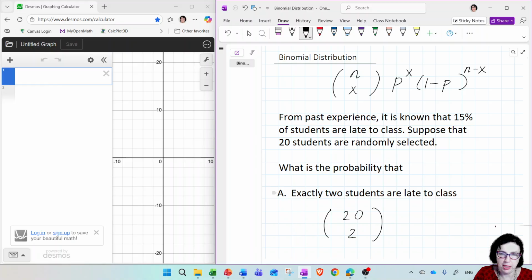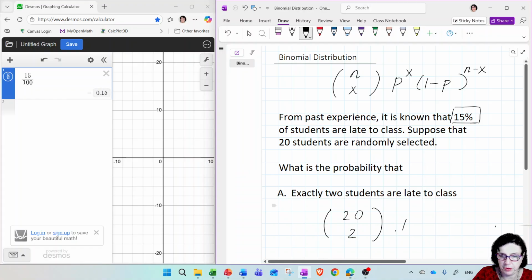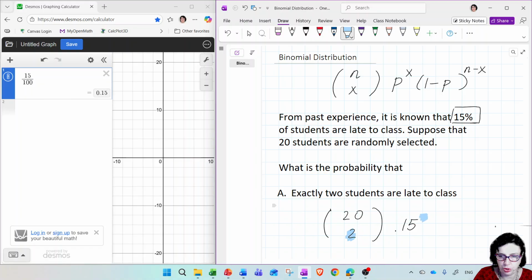Then it's going to be p. Now, p is the chance of success. Usually, it is given as a percentage, and you're going to need to convert it to a decimal by dividing it by 100. So just take 15, divide by 100. That's going to give you 0.15. Now you are going to raise it to the same power as this number right here. So that should match over here. So that will be 2.